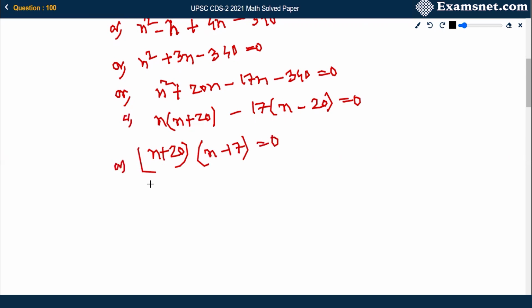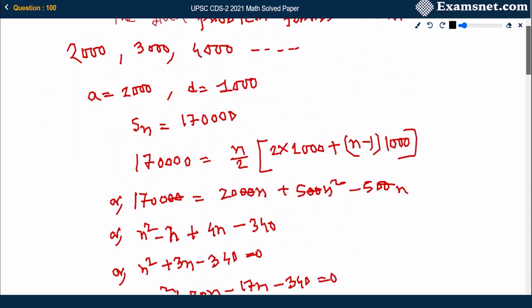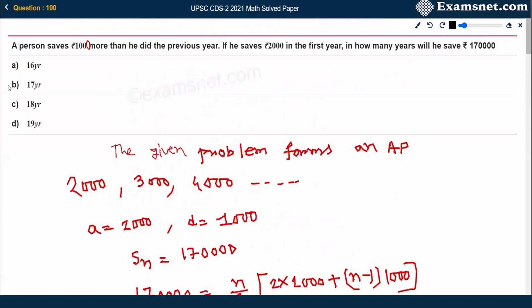So either n plus 20 equals to 0, that means n equals to minus 20, or n equals to 17. Years can't be negative. So we will take only this value, n equals to 17. The person saves 1,70,000 in 17 years. Option B is the correct answer.